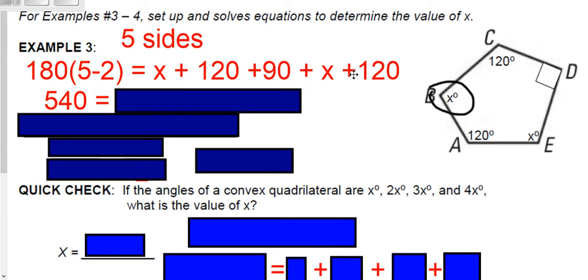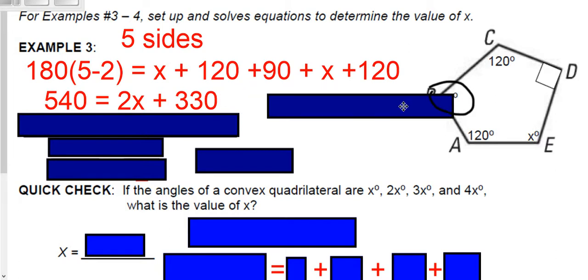On this other side, we're going to combine the x's. We have 1x plus 1x is 2x's. And then combine the numbers, we get 330.